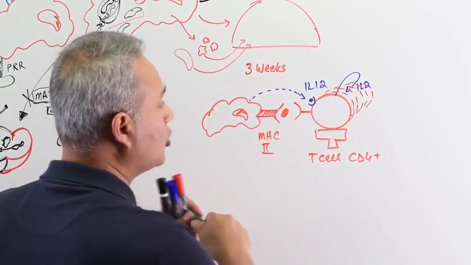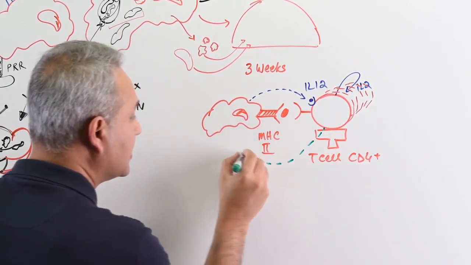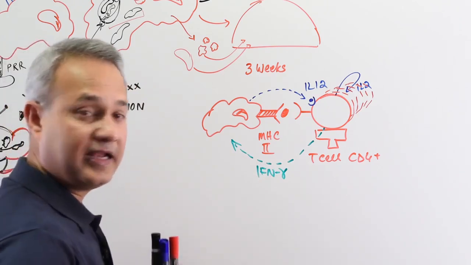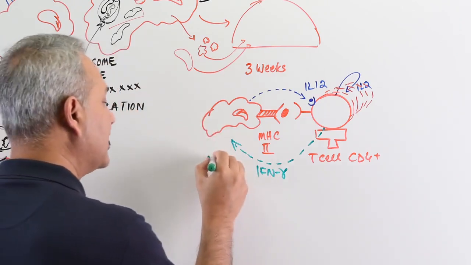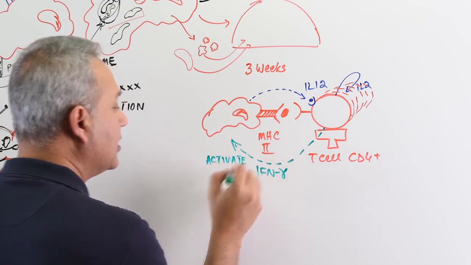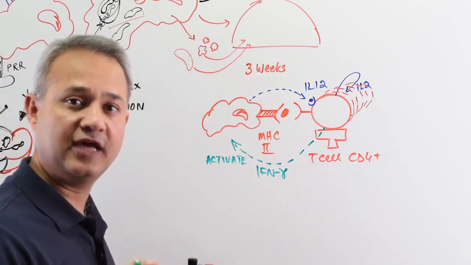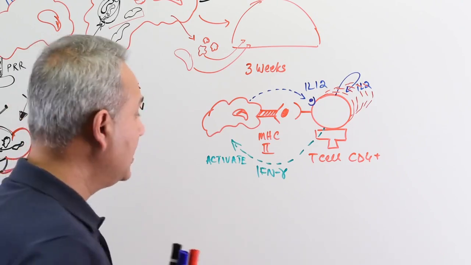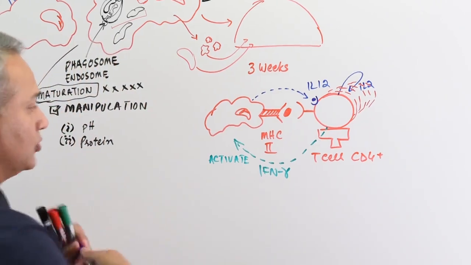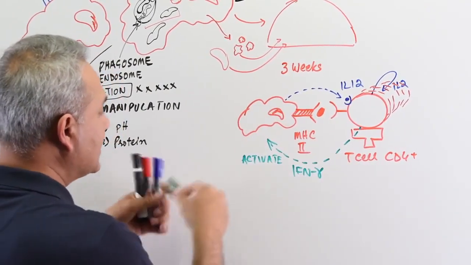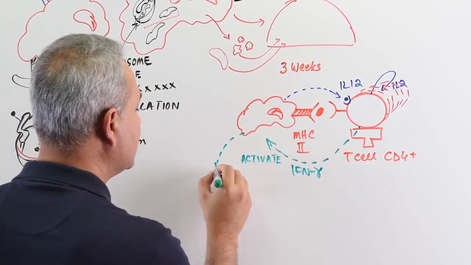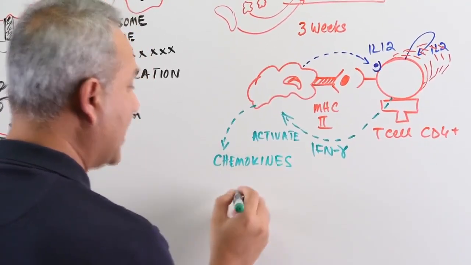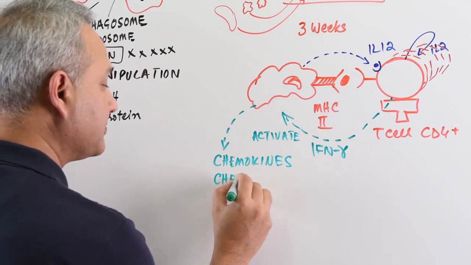Then the CD4 cells would also release what? Interferon gamma. And interferon gamma would activate the macrophage. Why? Because this is an intracellular pathogen and we need the cytotoxic cells to become active to kill the pathogen. Now when the macrophage is active, what will it do? So follow the green side now. Activated macrophage would release chemokines that would attract. So these will be chemoattractants.